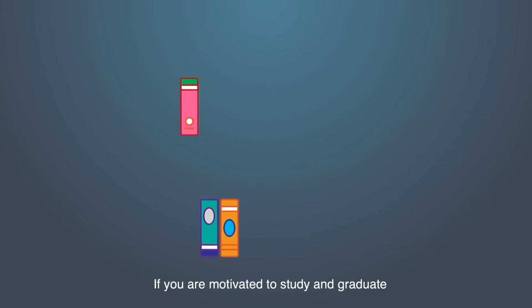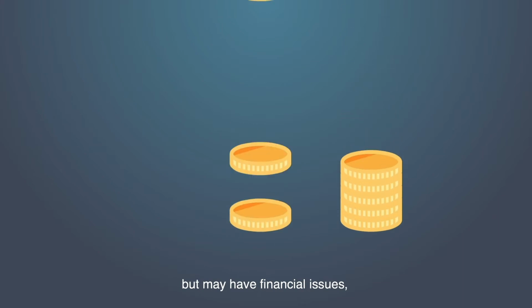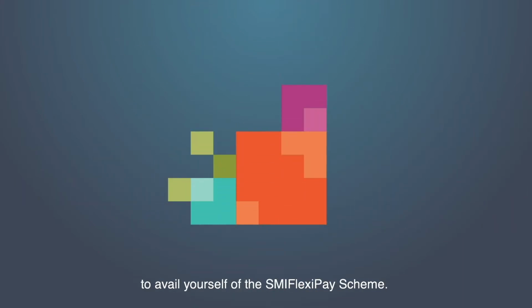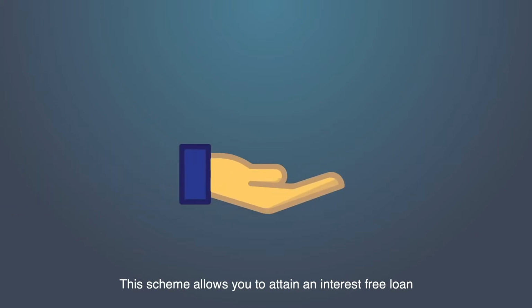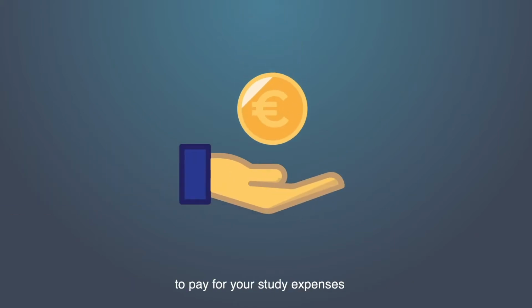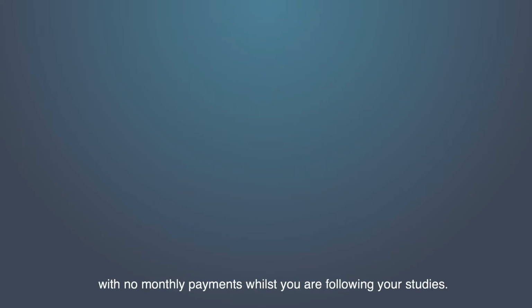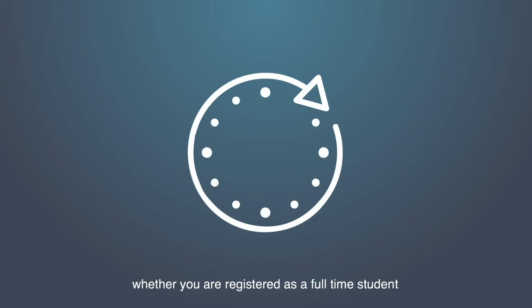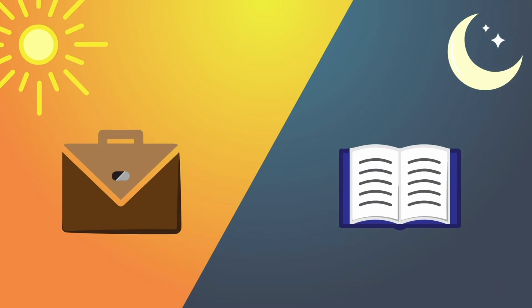If you are motivated to study and graduate from the world-renowned University of London but may have financial issues, St. Martin's Institute offers you the possibility to avail yourself of the SMI FlexiPay scheme. This scheme allows you to attain an interest-free loan to pay for your study expenses with no monthly payments whilst you are following your studies. You may opt for this scheme whether you are registered as a full-time student or even if in employment and wish to study as an evening student.